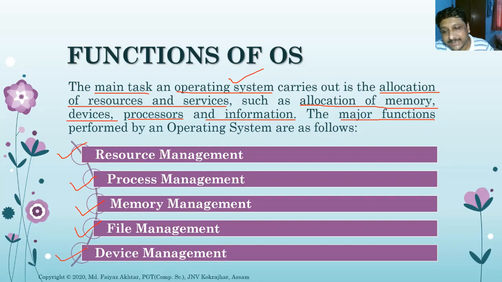Then device management. We can attach so many types of devices, from USB devices to COM port devices, inbuilt devices, so many types of devices are there. Those devices also need to be managed by the operating system. So there are 5 major functions of operating system. First is resource management, then process management, memory management, file management, and device management.